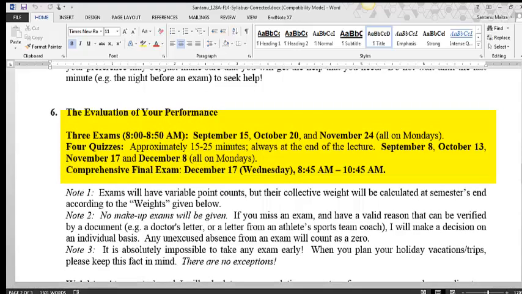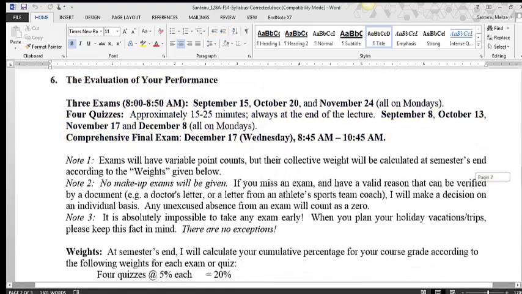They will either be quizzes, short quizzes, or long exams, and the comprehensive final exam, which is scheduled on December 17th for 2 total hours. The quizzes will be administered at the end of lectures for about 15 to 25 minutes. The long exams will take the entire lecture periods.